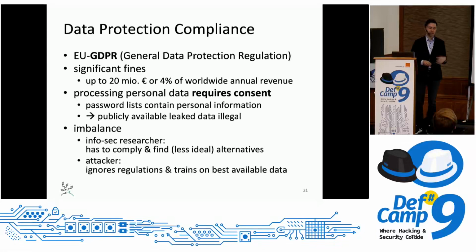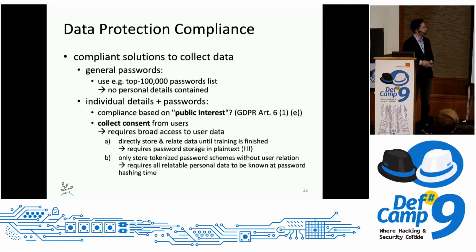Because as an infosec researcher or a security engineer, you have to comply with the GDPR and probably find less ideal alternatives. And as an attacker, you just ignore the regulation, and train it on the best available data. But there are compliant solutions to that. So if you just want to attack general passwords, you only have to train it on the top 10,000, top 100,000 password lists, because they don't contain any personal details.